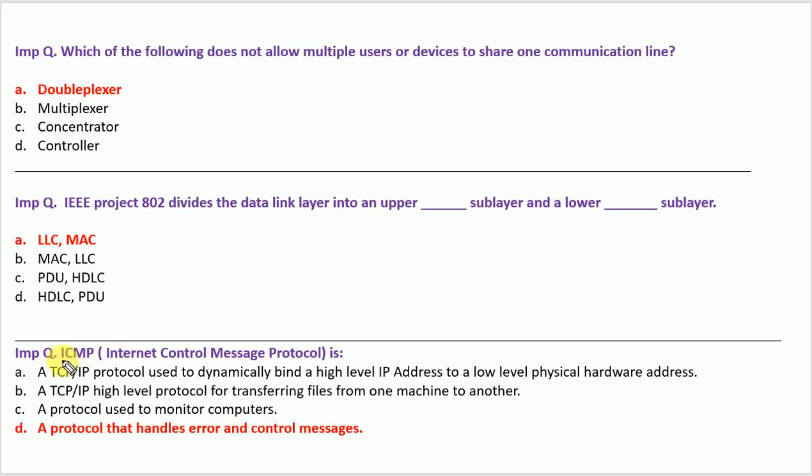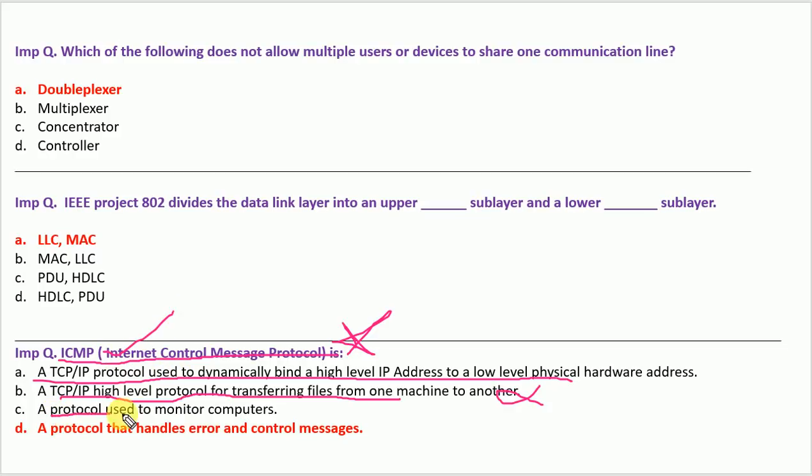The next question is ICMP, Internet Control Message Protocol. This is also very important. Internet Control Message Protocol is used for what purpose? Let's discuss the first option: a TCP/IP protocol used to dynamically bind a high level IP address to a low level physical hardware address. No, it's nothing related with that. A TCP/IP protocol for transferring files from one machine to another. No, never. For transferring files we have FTP and trivial FTP, TFTP, but ICMP is not related to file transferring protocols.